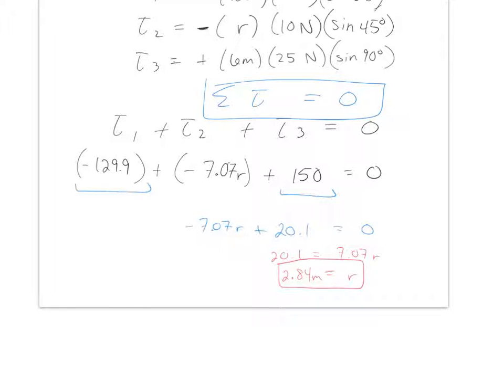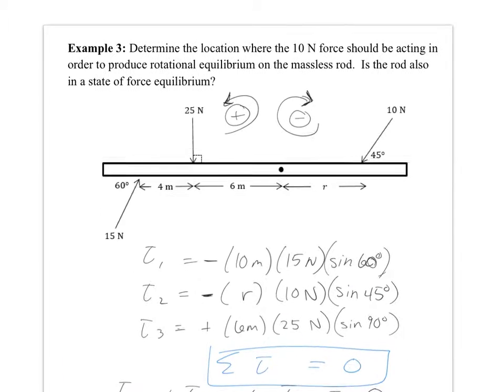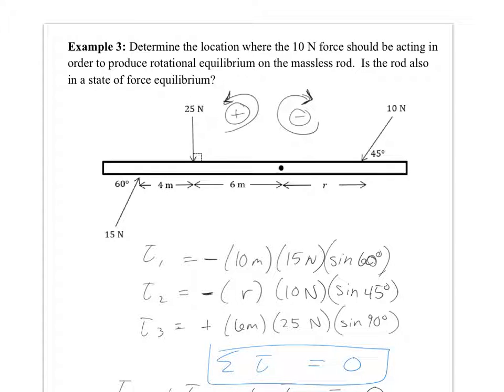The last part of this problem, we calculated the actual distance that force should be applied at. And we got 2.84 to be that distance. If you go back to the diagram, we'll see that R value right there. So we did the first part of this problem. It said, where should it be in order to produce rotational equilibrium? The second part says, is the rod also in a state of force equilibrium?